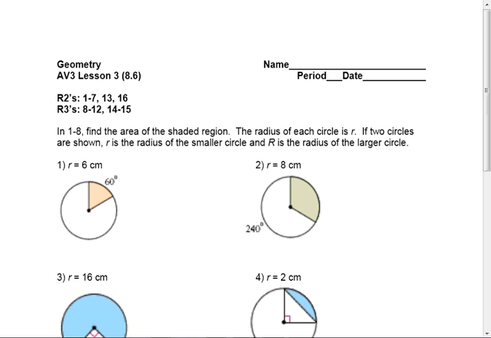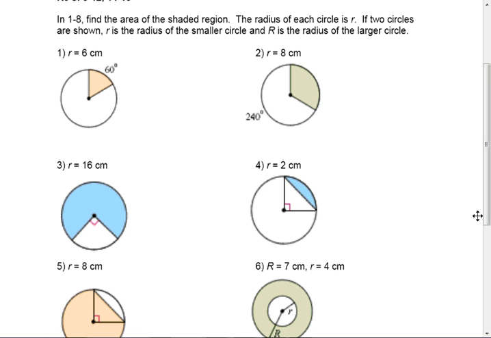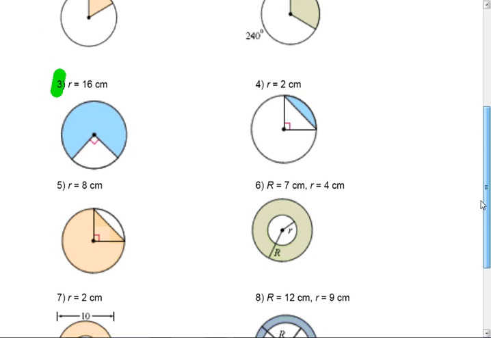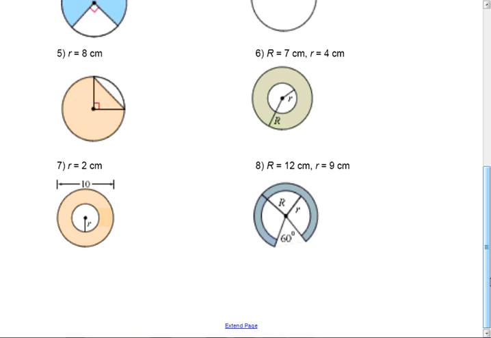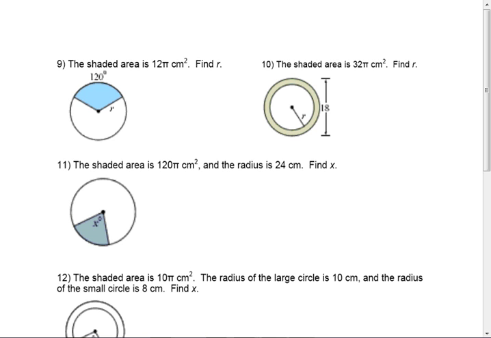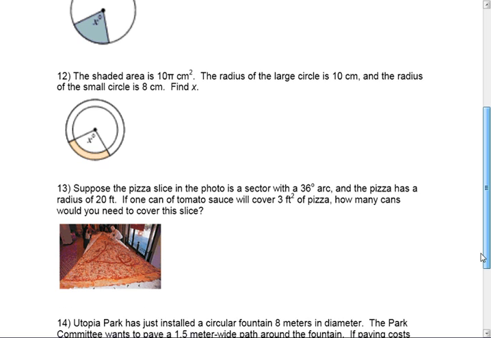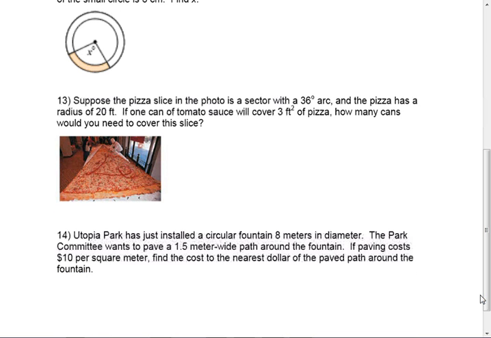So let's go through here, and I'm going to circle them. You want 6 through 8. This is what should be done: 1, 2, 3, because we can do that. We don't know how to do 4 or 5. 9, 11, and you're going to ask me questions on these. And 13.